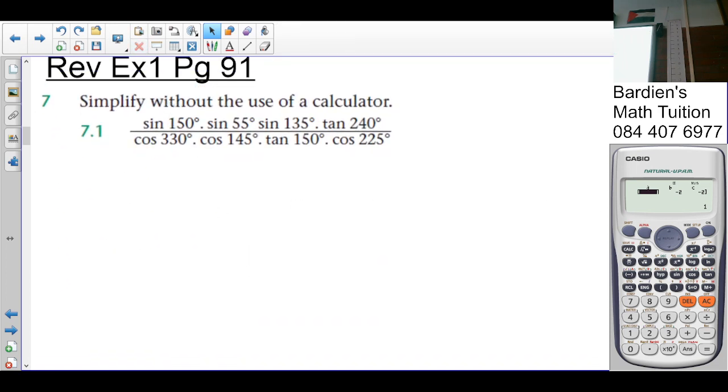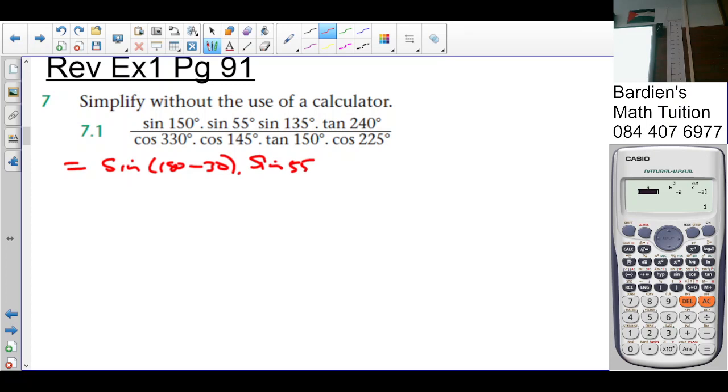Question 7.1. It says, simplify without the use of a calculator. That is in your second quadrant, so it's going to be sine of 180 minus 30. I know most of you do it without this. It's fine. There should be another angle that couples with that, since it's not a special angle, and without a calculator I know something must cancel out. Then sine of 135 can be written as 180 minus 45. Tan of 240 is going to be tan of 180 plus 60.